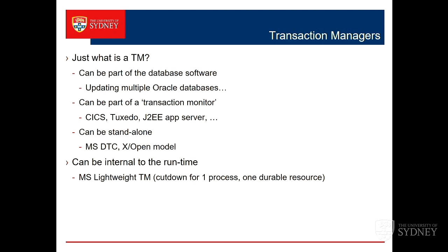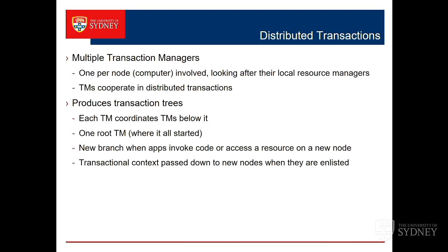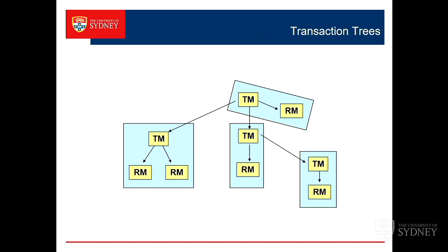Perhaps your J2EE runtime or your .NET runtime might have a lightweight transaction manager in it as well. A few things there I'll talk about at the end as well. You can have multiple transaction managers. You normally would have one per node looking after the local RMs, and that gives you transaction trees because those TMs can call on other TMs. They can invoke transactions on other machines, which might invoke things on other ones, etc. Right? So you can have whole branching trees of these things. So that's a good picture of it.